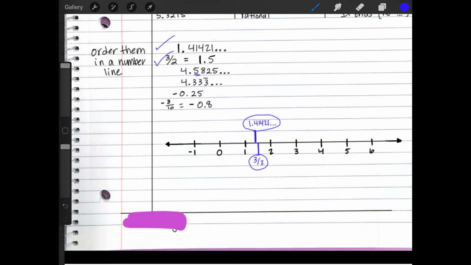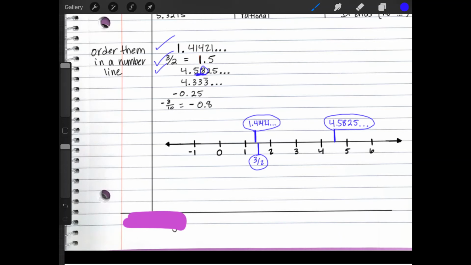4.5825. So let's see. 4.58. That means it's between 4 and 5. But it's closer to 5, just slightly. So I'm going to do just slightly closer to 5. Right there, and then I'm going to put 4.5825. Okay, and I looked at the 8 at this place value to know that it's going to be closer to 5 than it is to 4. Okay, I'm going to circle it.